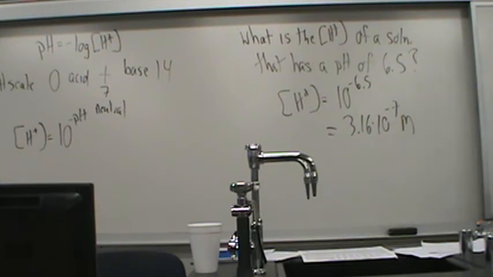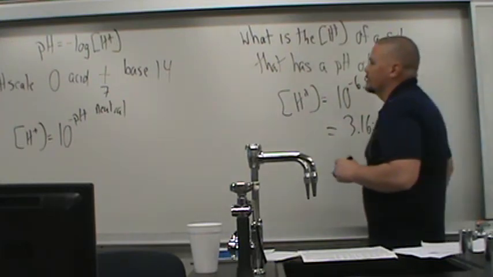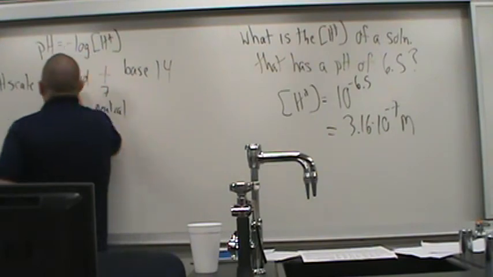Now, since we have the pH scale that deals with hydrogen ion concentration, there is a pOH scale. Okay, now the pH.